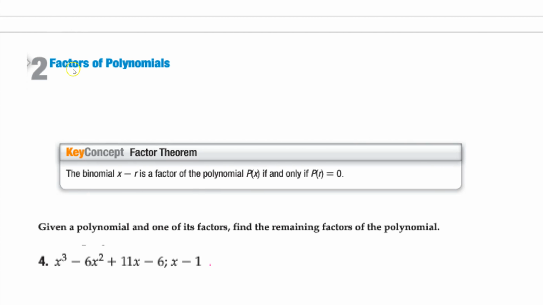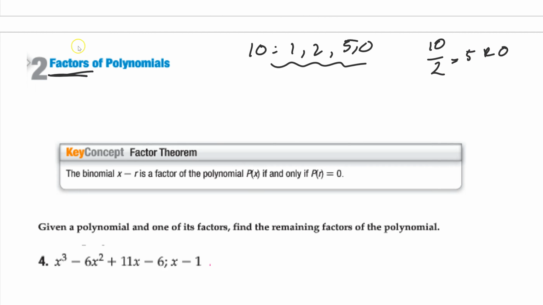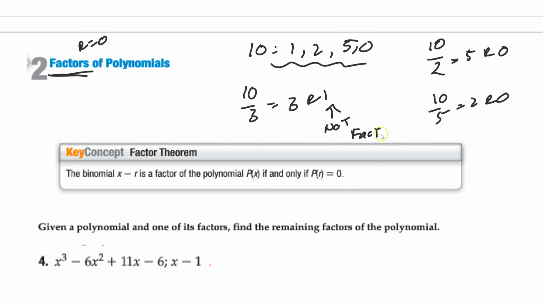I always like to start this off by talking about what factors are. If I tell you, what are factors of 10? Hopefully you say 1, 2, 5, and 10. Those are the factors of 10. The reason is, those are things that divide 10 evenly, with a remainder of 0. That's what a factor is. It divides evenly. So 10 divided by 5 is 2 remainder 0. If you try to divide 10 by 3, you get 3 remainder 1, so it's not a factor. That's all a factor is. When you divide, it divides evenly, so you have a remainder of 0.